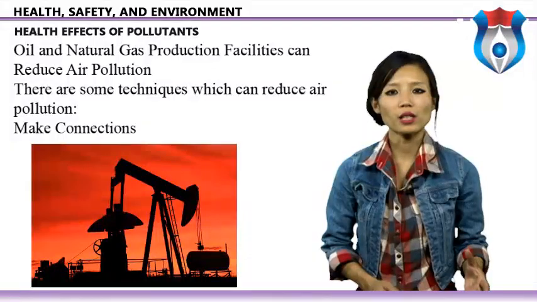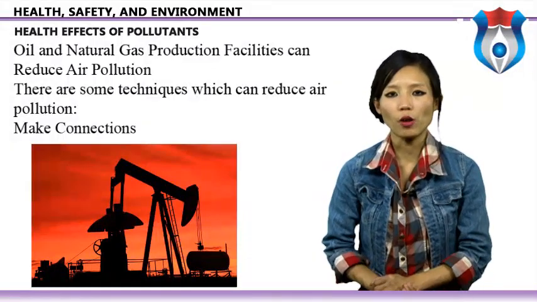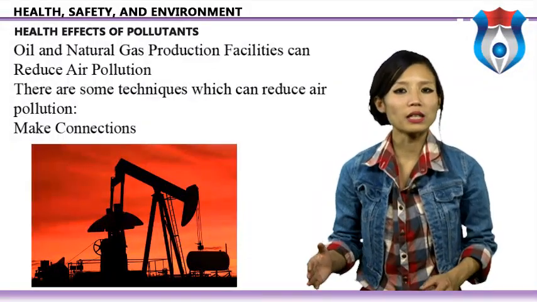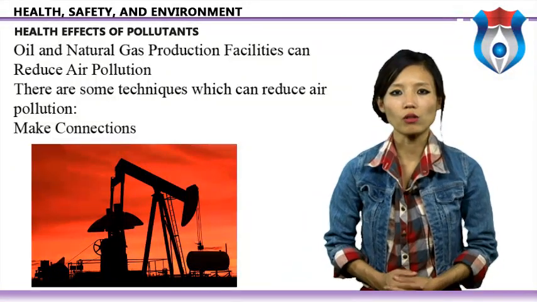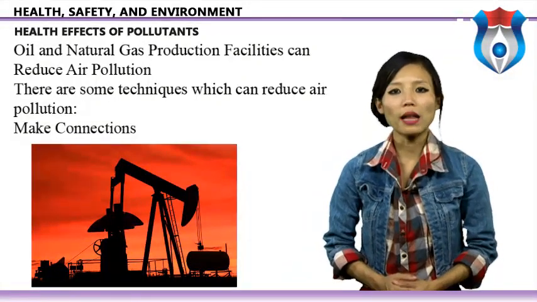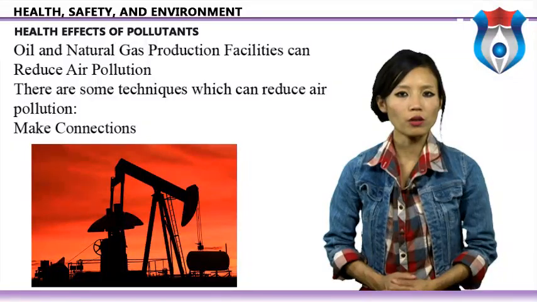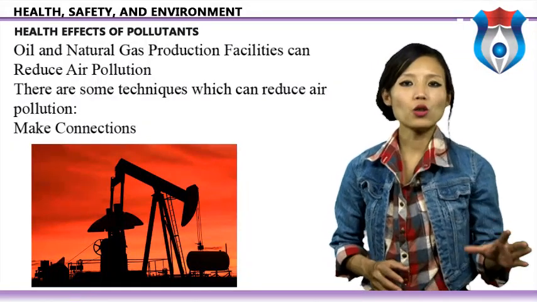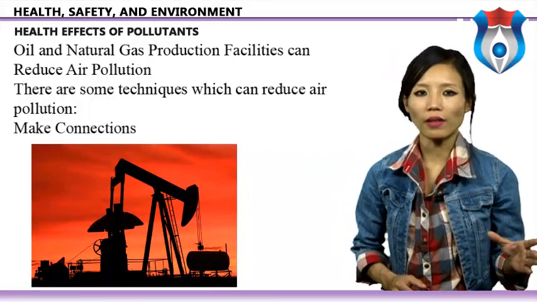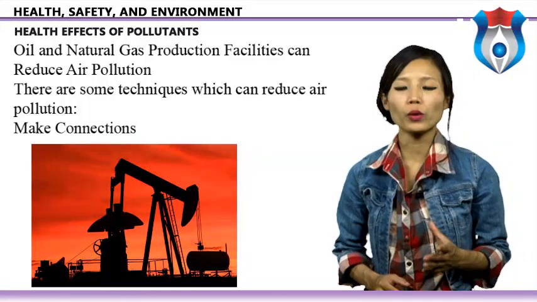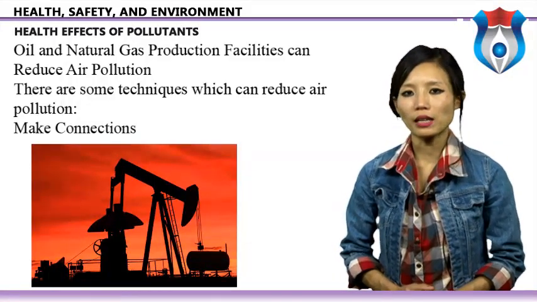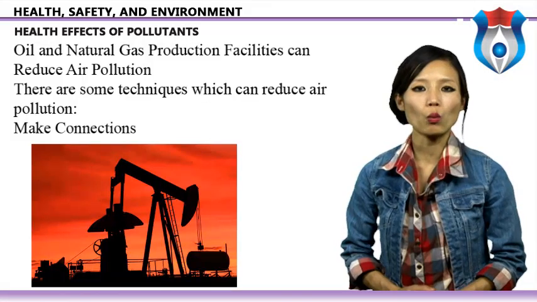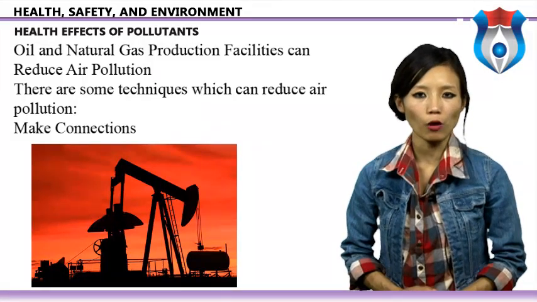Oil and natural gas production facilities can reduce air pollution. There are some techniques which can reduce air pollution. Make connections. Get to know local oil and natural gas production facility owners and operators. They know best about the processes used at their facilities and the regulations with which they must comply. Keep local media aware of progress by sending them updates. Publicity can reward success and attract more public involvement.